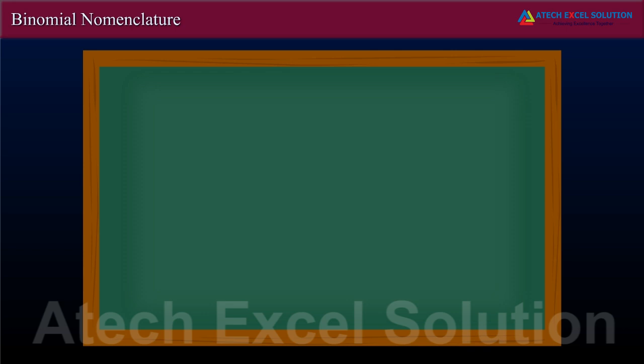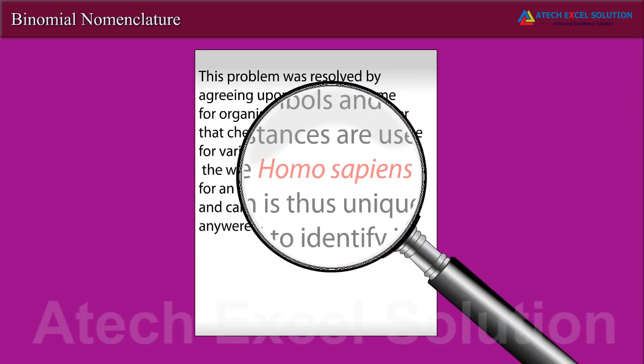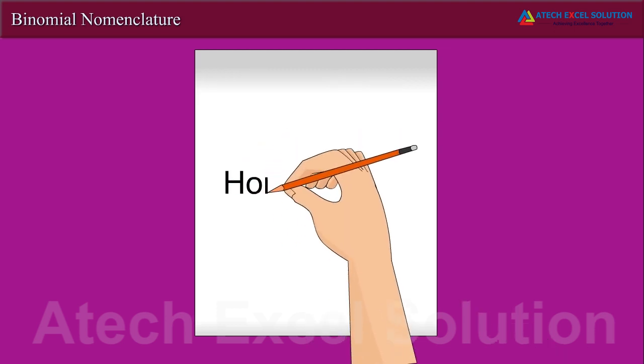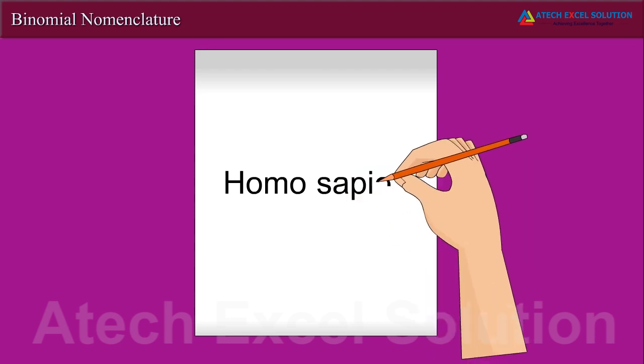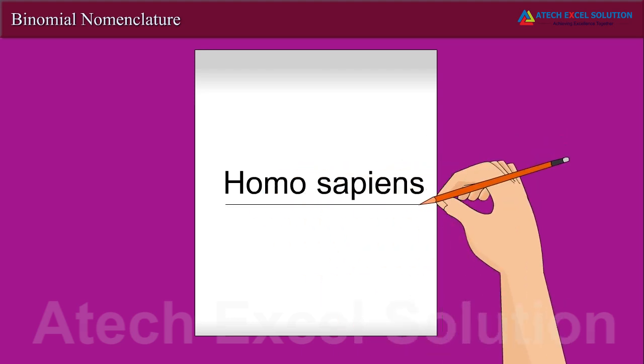Conventions are followed while writing scientific names. The name of the genus begins with a capital letter. The name of the species begins with a small letter. When printed, the scientific name is given in italics. When written by hand, the genus name and the species name have to be underlined separately.